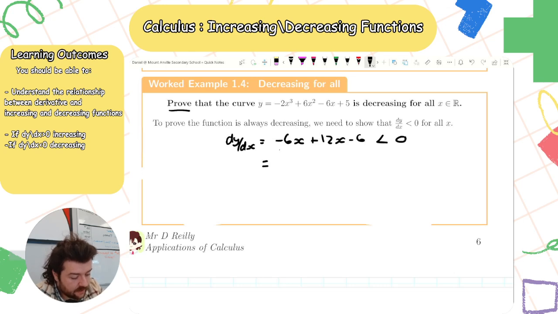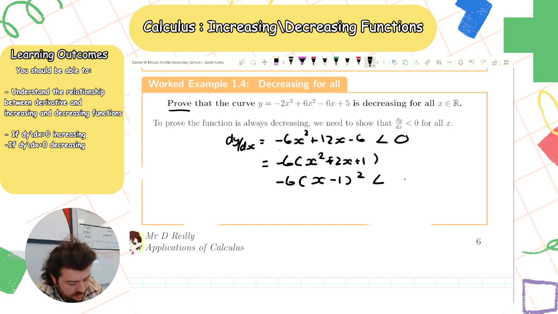I can factor out a minus 6. Now I'm left with x squared minus 2x plus 1. This is actually a perfect square. So it's going to be minus 6 times x minus 1 squared is less than 0. And that is true.